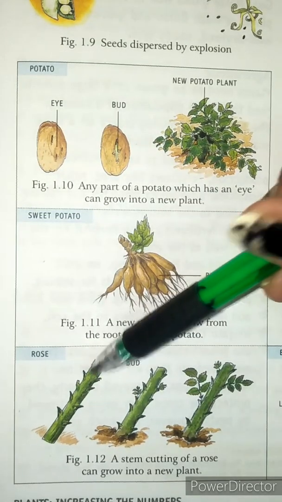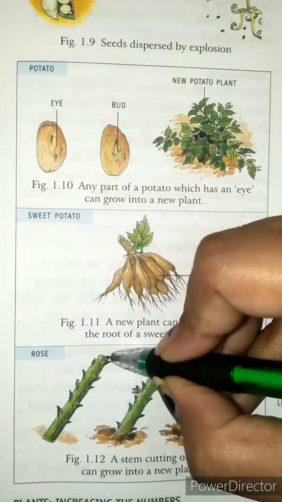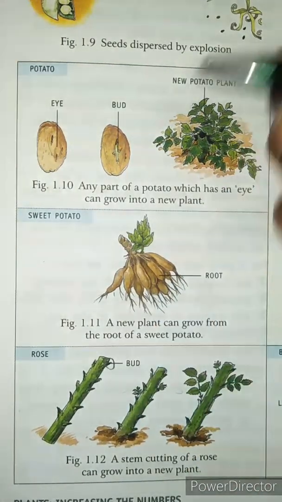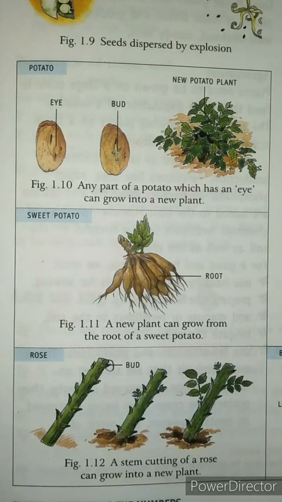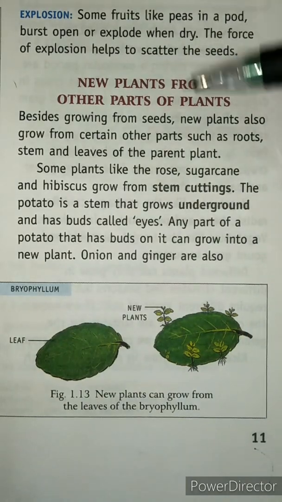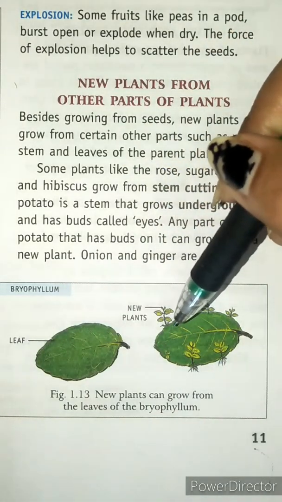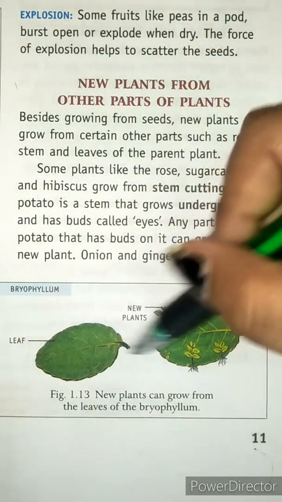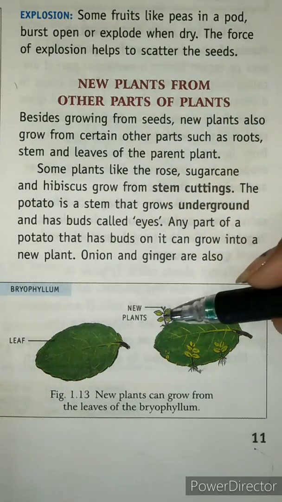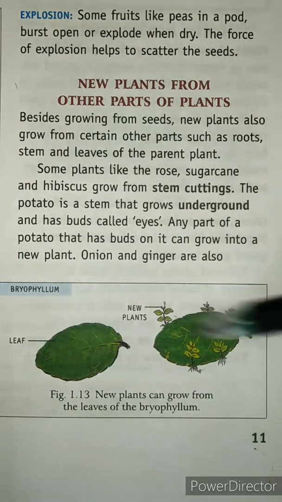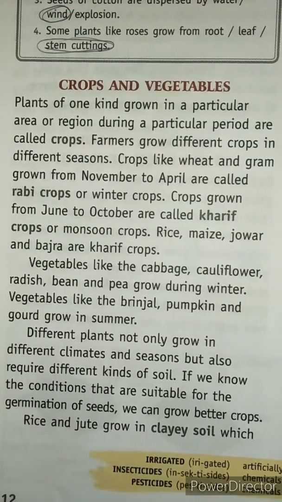And the next one we have is rose. By stem cutting, this plant can be grown. You take a bud from this and graft it onto another plant, and on that plant this rose can come, right? And even the plant bryophyllum is grown from its leaf. Look at these new plants that grow from the leaves of bryophyllum. You can easily see a new plant grows by the leaf.